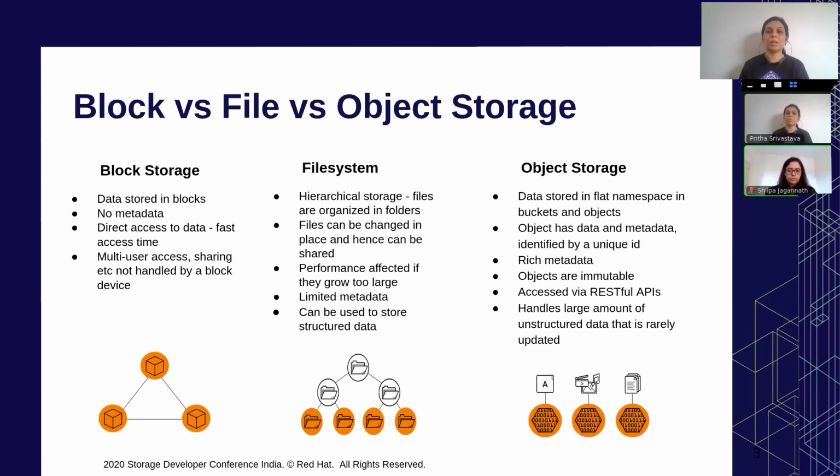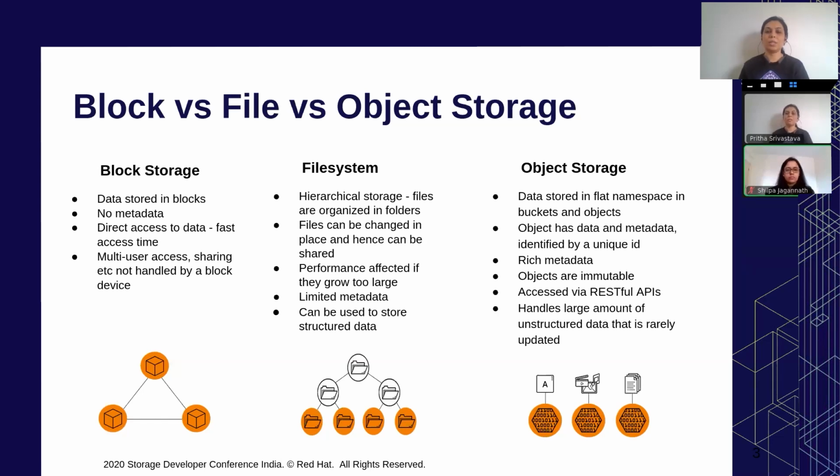So, talking about the various kinds of storage that we have at hand these days. On one hand are the traditional types known as the block and file storage. And on the other hand, we have a relatively newer one, which is known as the object storage. In block storage, data is stored in blocks. The blocks do not have any metadata associated with them, and all the heavy lifting is done by the application with respect to metadata and multi-user access, etc. And block storage is primarily used in applications that need fast access time.